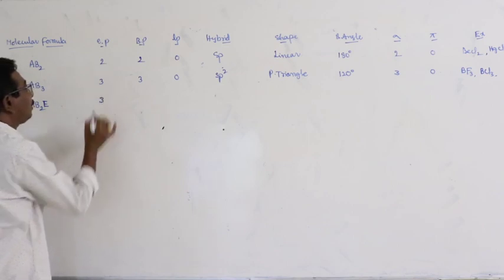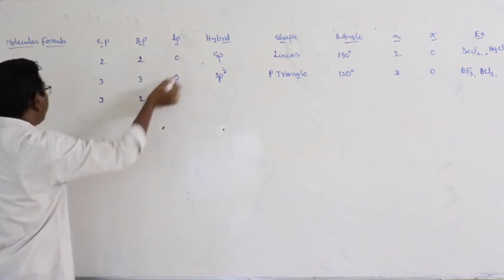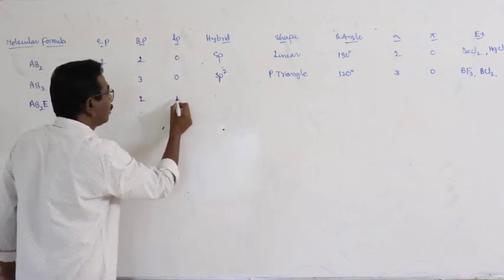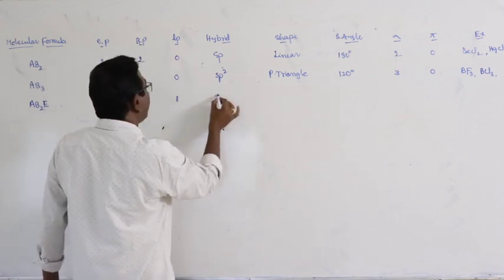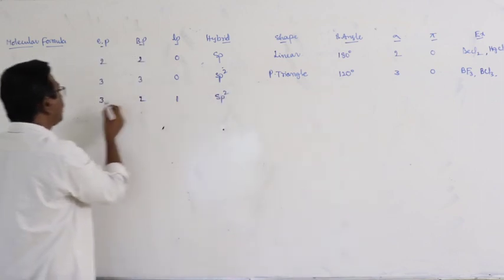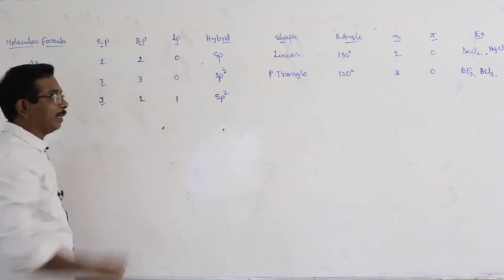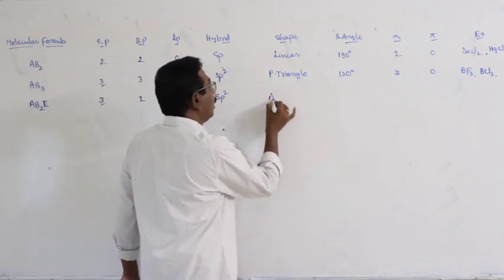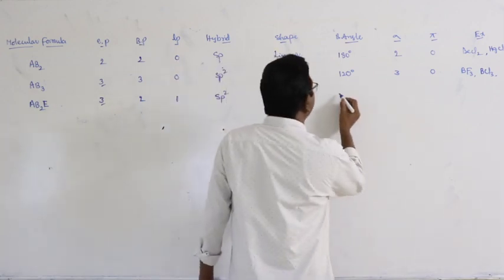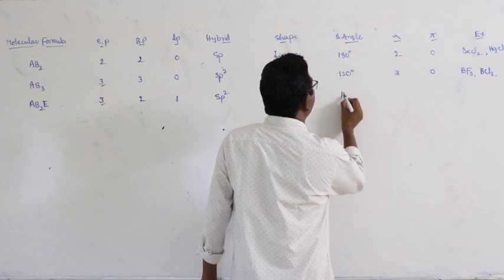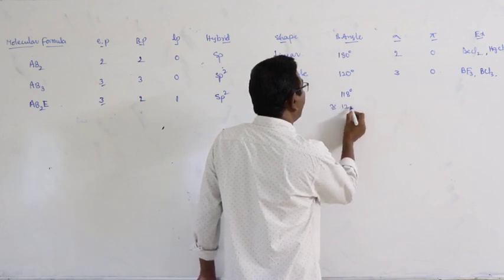Here, number of electron pairs 3. Number of bond pairs, meaning bonded atoms, 2. Number of lone pairs 1. Type of hybridization sp2. There is no change: 3, 3, sp2, sp2. The only difference is bond pairs and lone pairs, and the shape of the molecule, angular. Bond angle very close to 118, or close to 120.